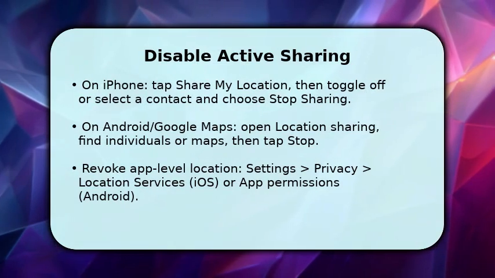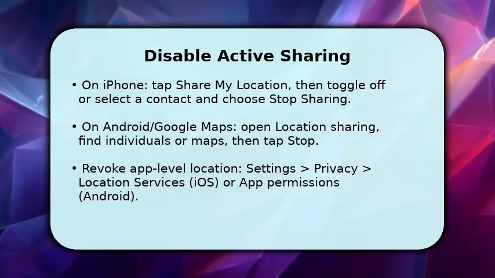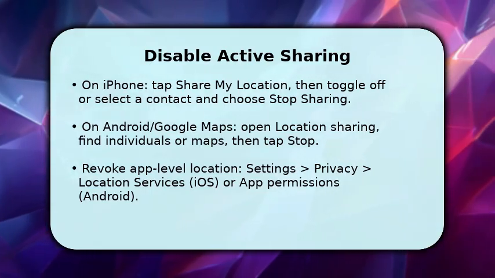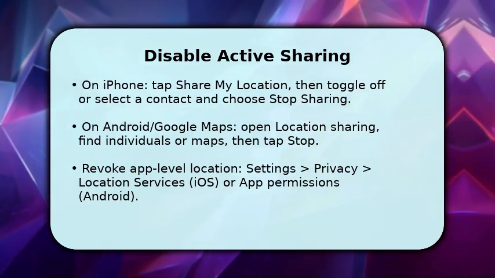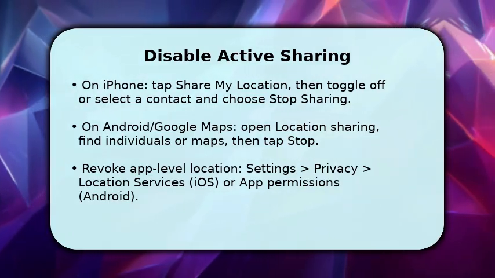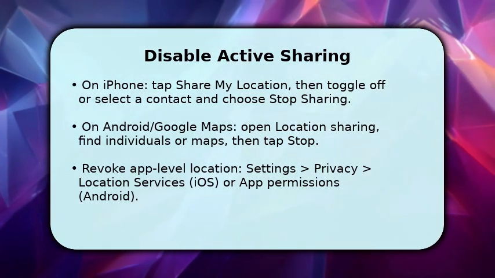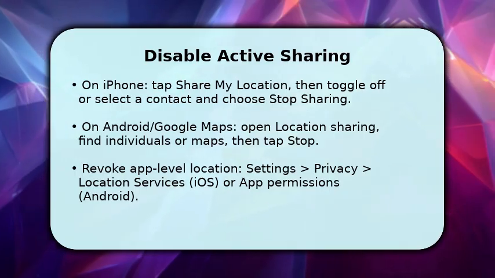Now you stop active sharing. On iPhone, go to Share My Location in Settings or within Apple Maps, then toggle off or pick a person and choose Stop Sharing. On Android, open Google Maps Location Sharing, locate each person or device, and tap Stop.